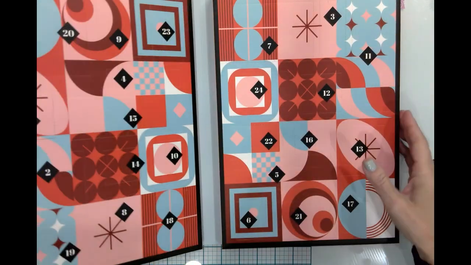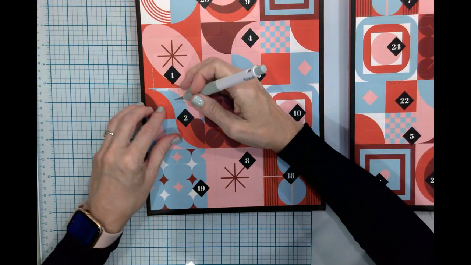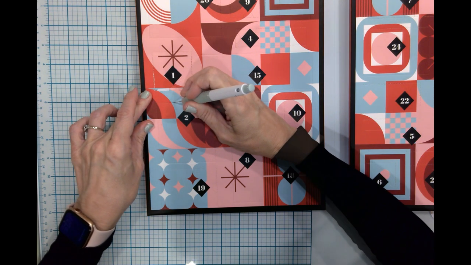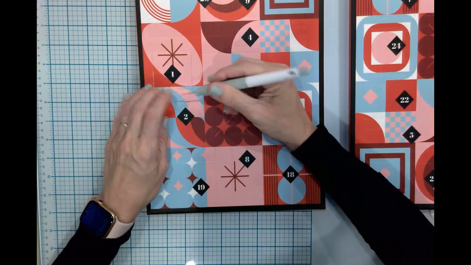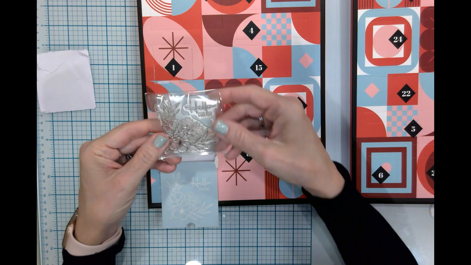We are going to open day number two. So yesterday's was that awesome hot air balloon, and that was super exciting. Let's see what today's is. Okay. Oh, what a pretty stamp.